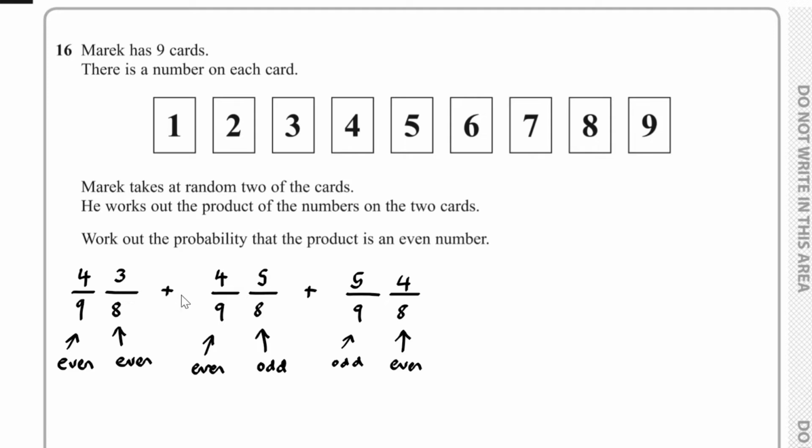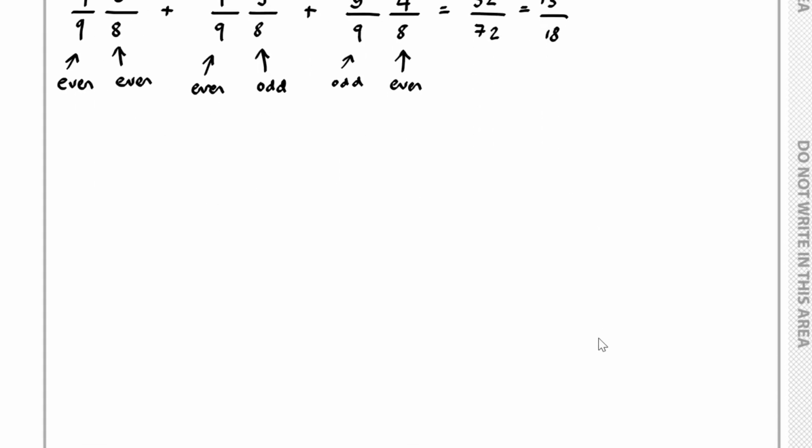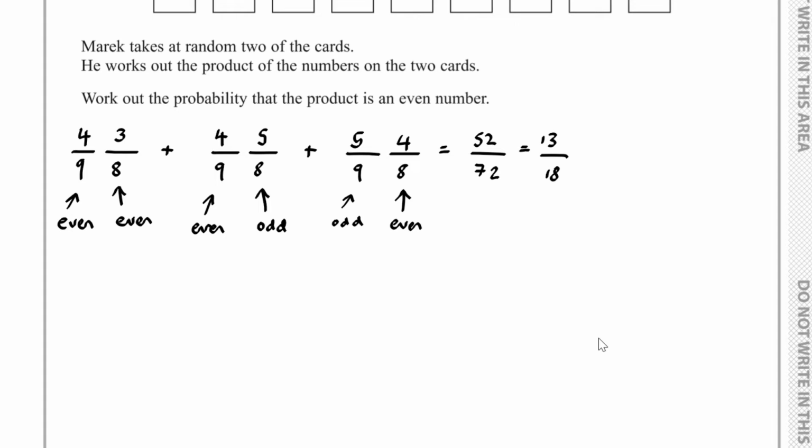So these are the different ways we can find out the probability of choosing an even number. So on the bottom we're going to get 72, and on the top we've got 12 plus 20 plus 20, which is 52. So if we simplify this fraction, it turns out here we get 13 over 18. So that's our probability of choosing an even number.